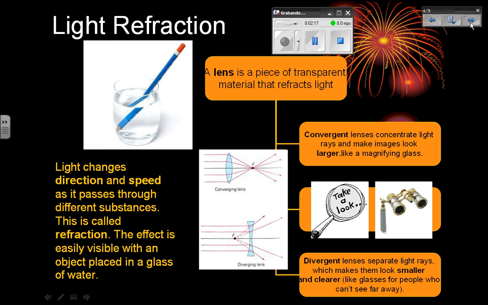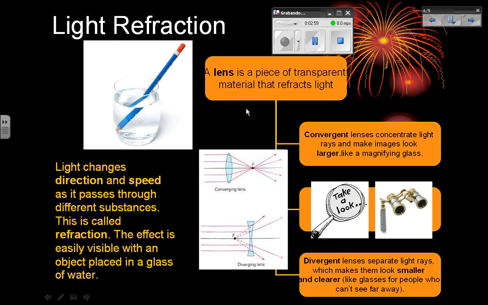Another effect of light is light refraction. Light changes direction and speed as it passes through different substances. This is called refraction. The effect is easily visible with an object like a pencil placed in a glass of water. You can see that above, where it's not in the water, and below, where it is in the water, the pencil appears different. Where the pencil enters the water, it seems like the pencil bends. The pencil also looks bigger where it's submerged in the water, and smaller or thinner where it's not in the water.